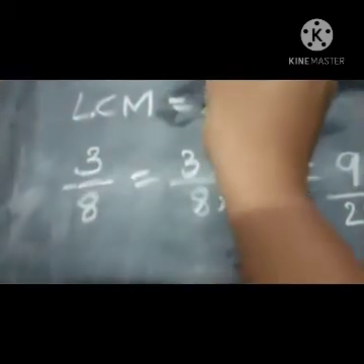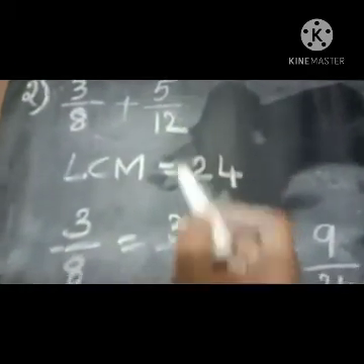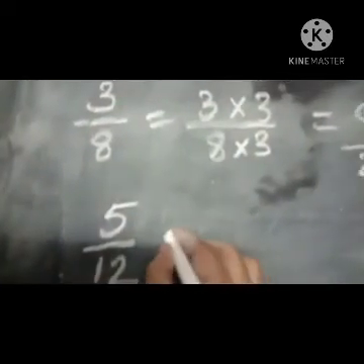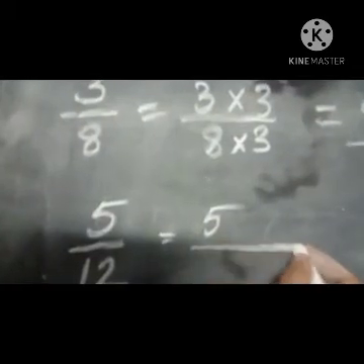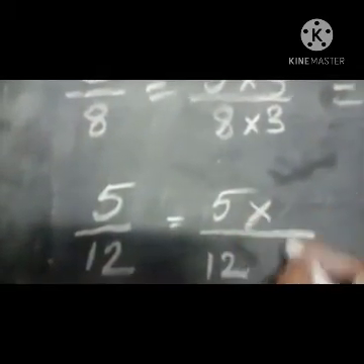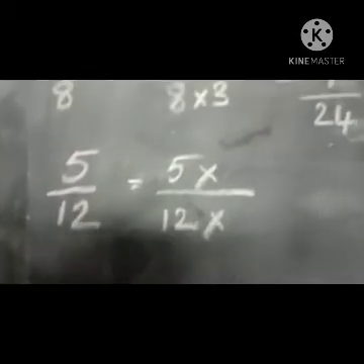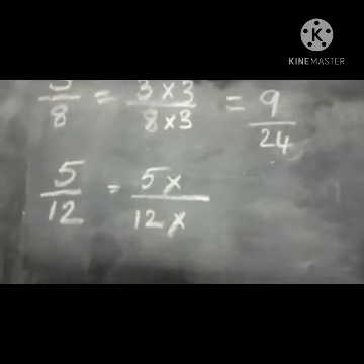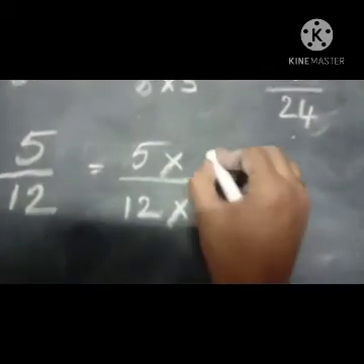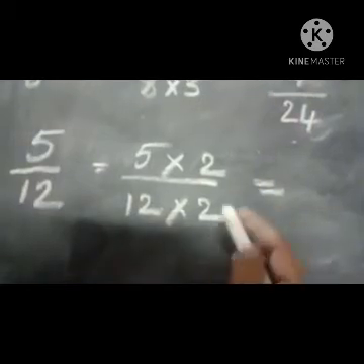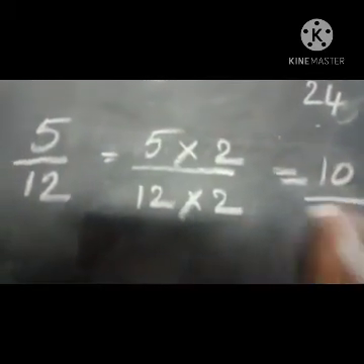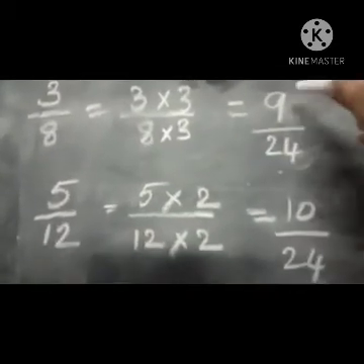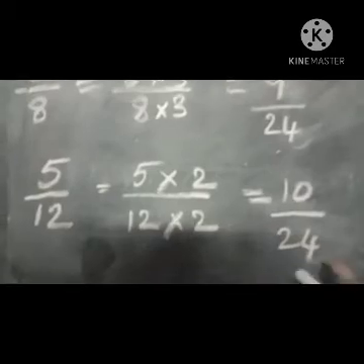Now take the next number, 5 by 12. 5 by 12 equals 5 by 12 into. Okay, see children, in the 12 table, is 24 there or not? 12 1s are 12, 12 2s are 24. So write number 2. The numerator and denominator are multiplied by the same number, no? 5 2s are 10, and next 12 2s are 24. Children, what are the numbers here? 9 by 24 and 10 by 24. Write down here.